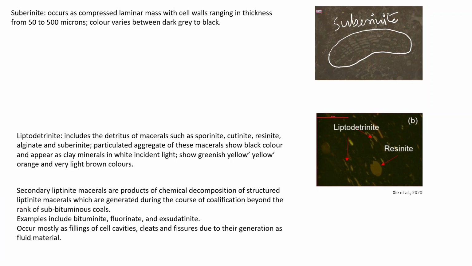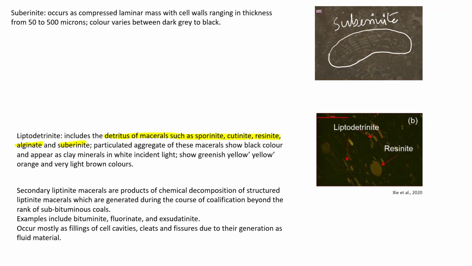Next is the liptodetrinite. The liptodetrinite includes the detritus of macerals such as sporinite, cutinite, resinite, alginite, and suberinite, meaning the detrital part of those macerals. They are broken and isolated bodies, and these are aggregates of these masses which show black color and appear as clay minerals in white incident light. So in this photograph, you can see an oval resinite structure which is isolated, while the smaller particulate broken fragments are the liptodetrinite. So all these are the primary liptinites.